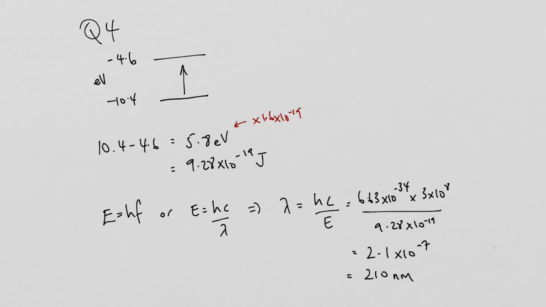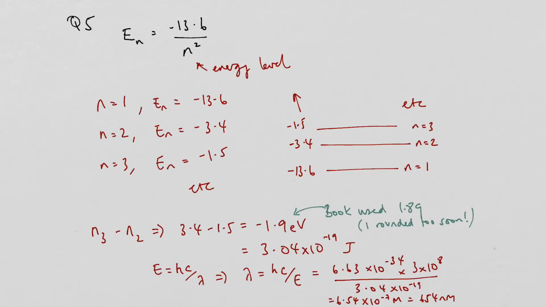I've then put that into a calculator, 2.1 times 10 to the minus 7, and then more commonly, when you talk about wavelengths, it's times 10 to the minus 9 for nanometers, so I've just changed that to 210 nanometers. It would have been absolutely fine to have left my answer as 2.1 times 10 to the minus 7 meters, unless they'd asked specifically for the answer to be in nanometers.